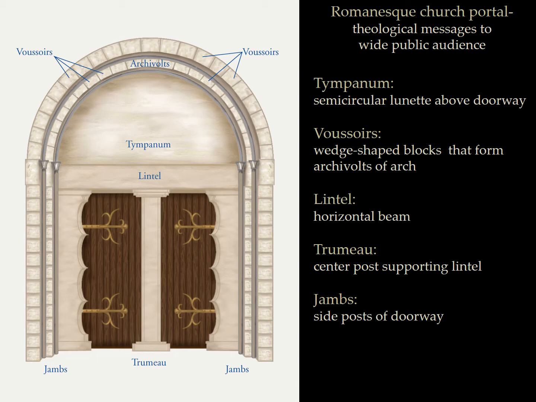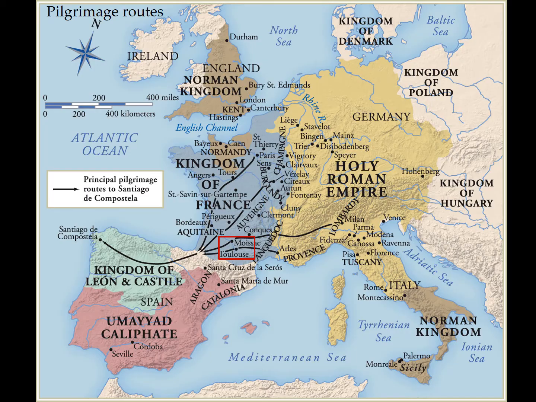Here we find that theological messages could be conveyed to a very wide public audience, for we have the largest area above the doorway, the tympanum, the semicircular lunette, used for large sculptural reliefs that will eventually show Last Judgments. Below you have the lintel, or a horizontal beam, supported by a trumeau and door jambs, and above we find archivolts and voussoirs, the stones that are going to make up the archway. All of these various elements would eventually be decorated with figural designs and relief sculptures.